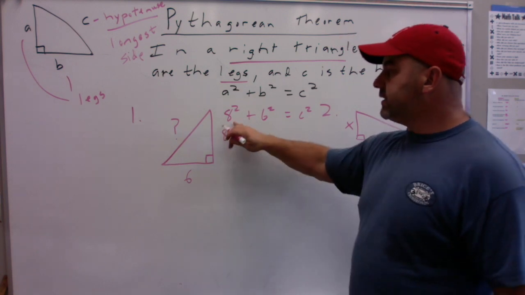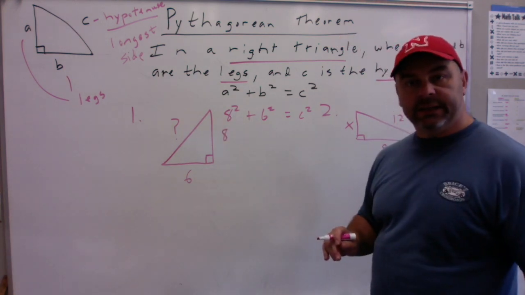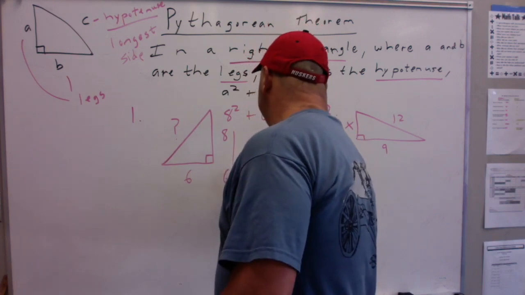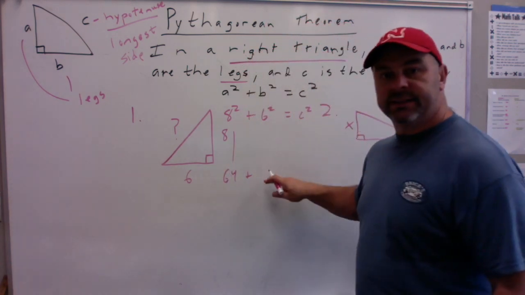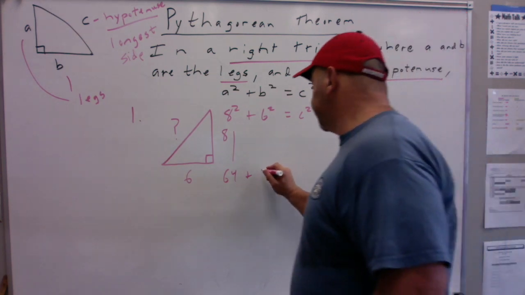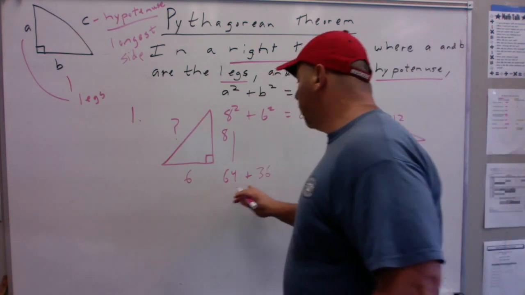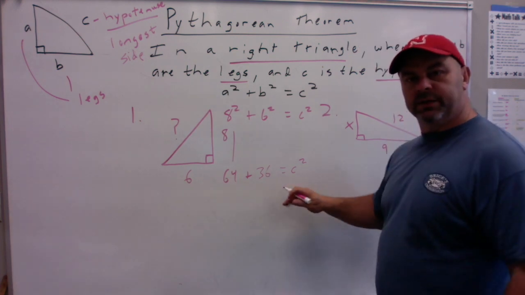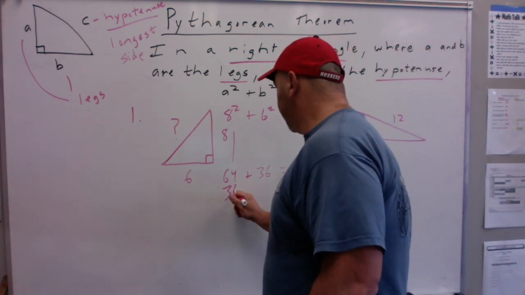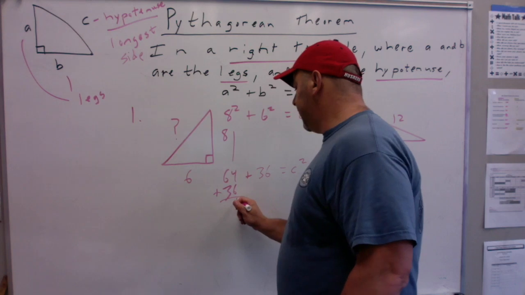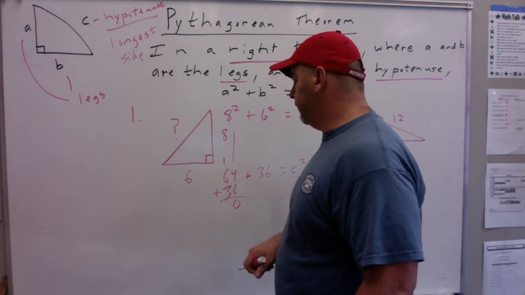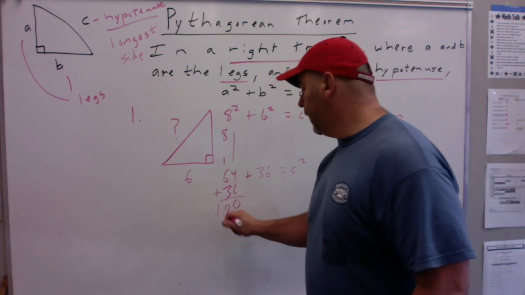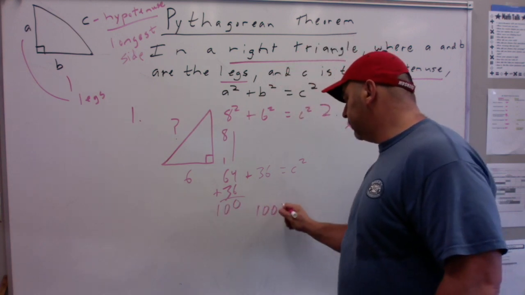So now, 8 squared is 8 times 8. 8 times 8 is 64. Plus 6 times 6, 6 squared is 36. 64 plus 36 is equal to C squared. What's 64 plus 36? Let's add that up. 4 plus 6 is 10. Put down the 0. Carry the 1. 1 plus 6 is 7. Plus 3 is 10. So it's 100. And it equals C squared.